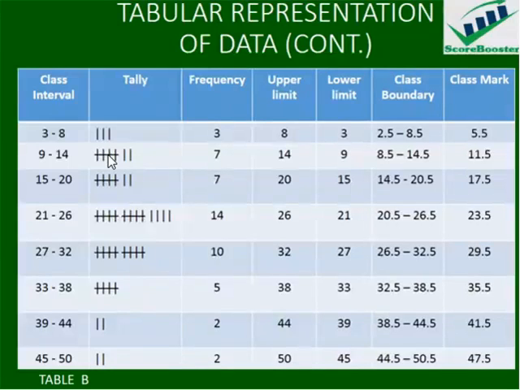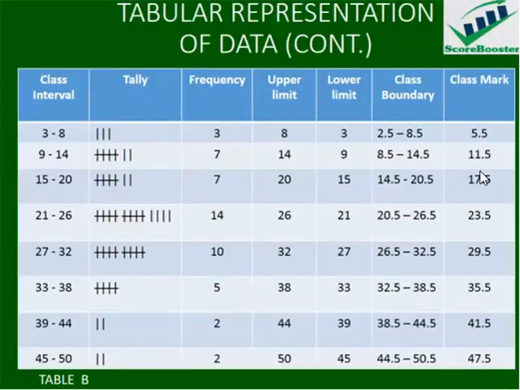So we count using the tally. 1, 2, 3, 4. The fifth one we cross. 6, 7. So the upper class limit is 14. The lower class limit is 9. To obtain the lower class boundary, 9 minus 1 over 2 multiplied by the unit of measurement, which is 1. 9 minus half will give 8.5. And to get the upper class boundary, 14 plus 1 over 2 multiplied by the unit of measurement, which is 1. 14 plus half will give 14.5.